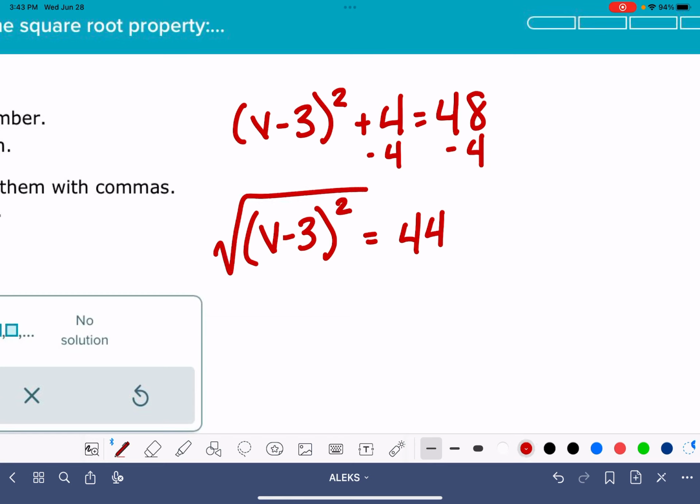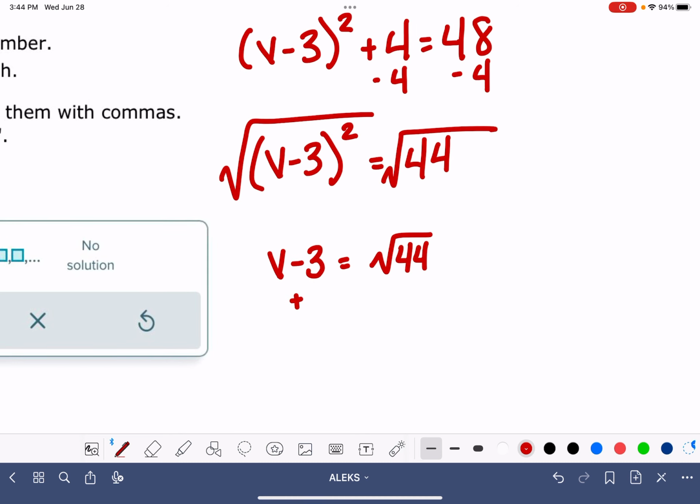Then I'm going to take the square root of both sides of this equation, so that will give me v minus 3 equals the square root of 44. And I'm going to move that 3 from the left side of the equation to the right. So that's going to give me v equals the square root of 44 plus 3.